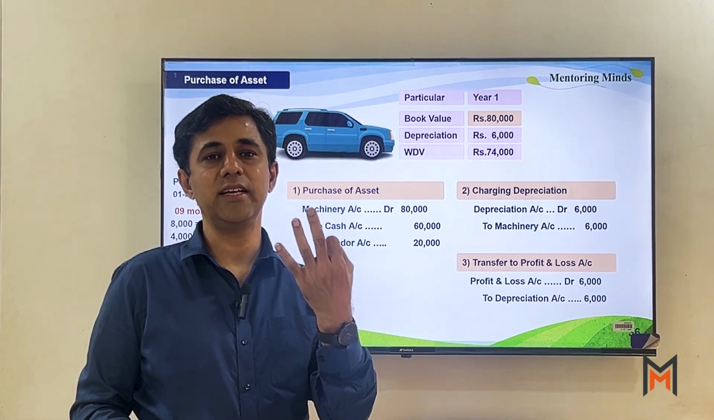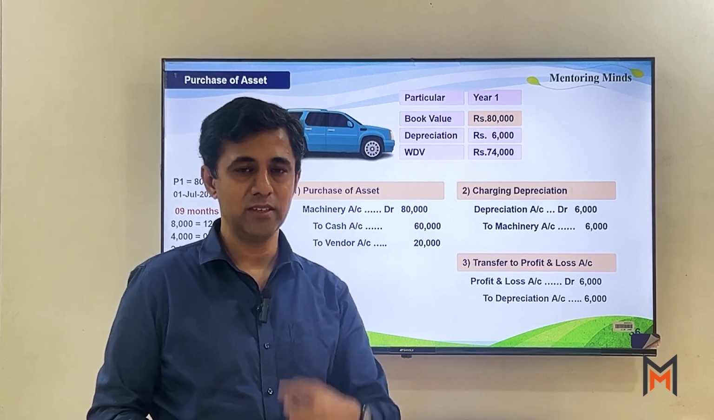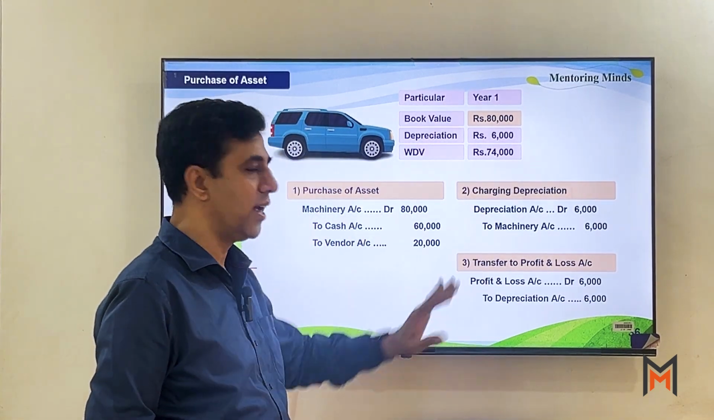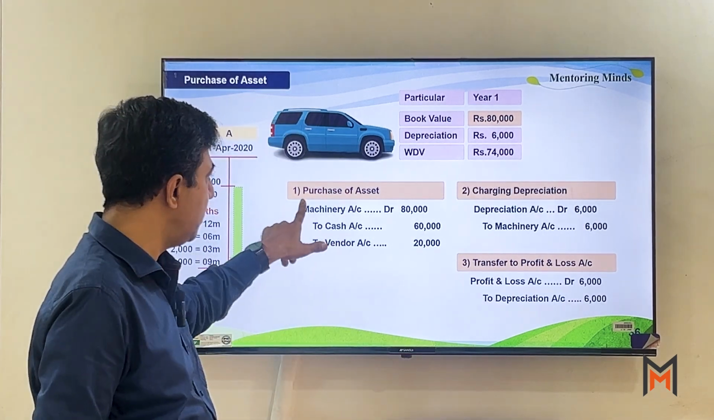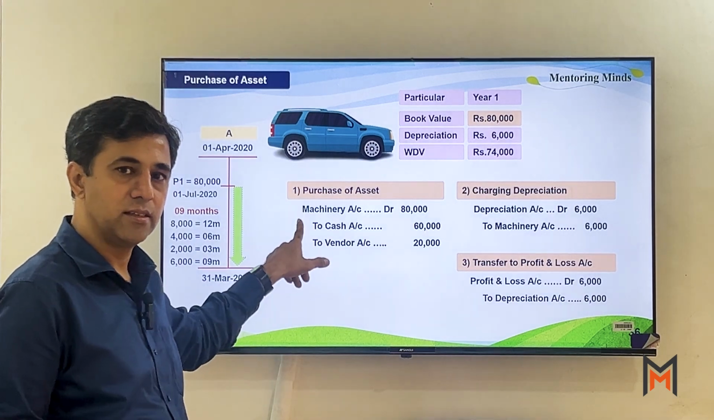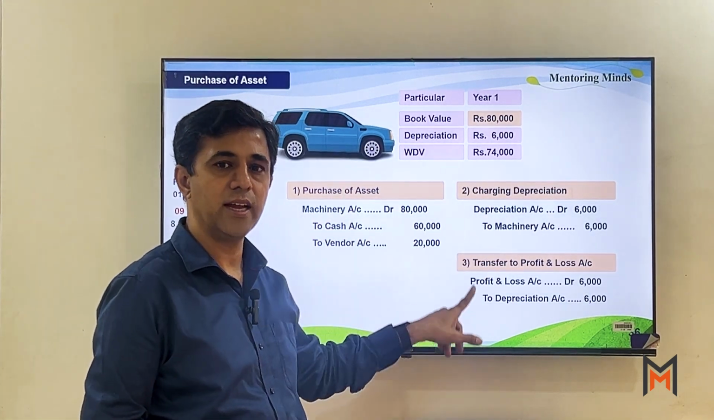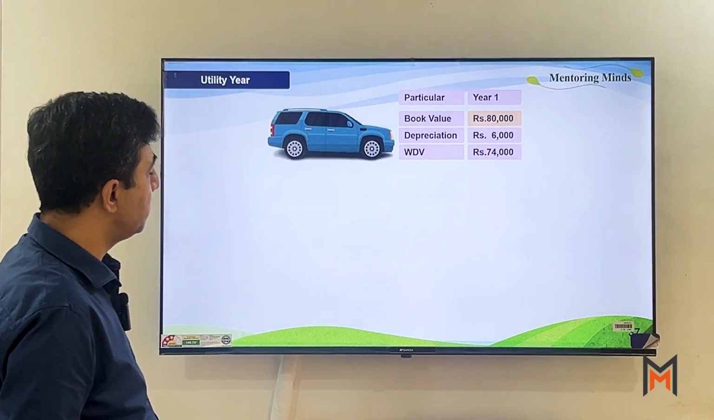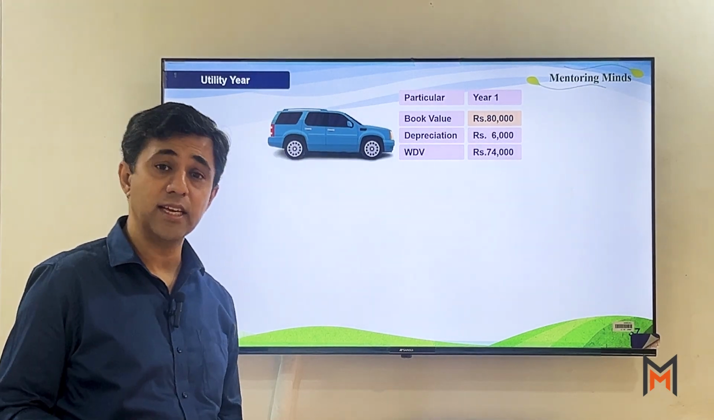3 basic journal entries we should understand in the first year. Sir, which are they? Purchase of asset, charging depreciation, and transfer. PCT. Purchase, charging depreciation, and transfer of depreciation. Sir, then what are we going to use? Or then what are we going to do with the asset?